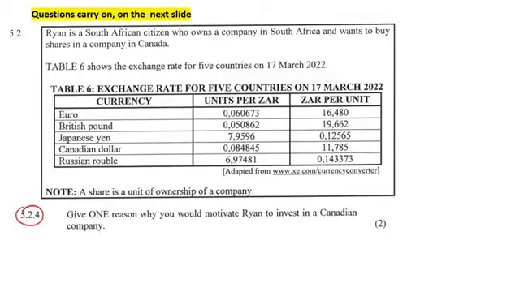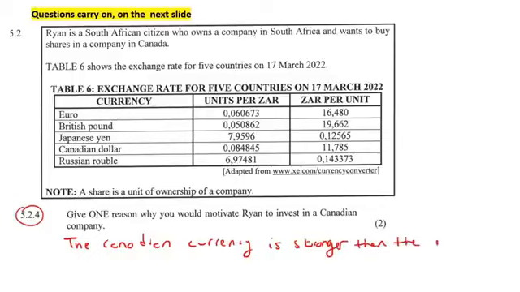Okay, this question says, give one reason why you would motivate Ryan to invest in a Canadian company. I think the main reason is that the Canadian currency is stronger than the Rand. Another reason that they used on the memo is that it's good to diversify your income. What does that mean?